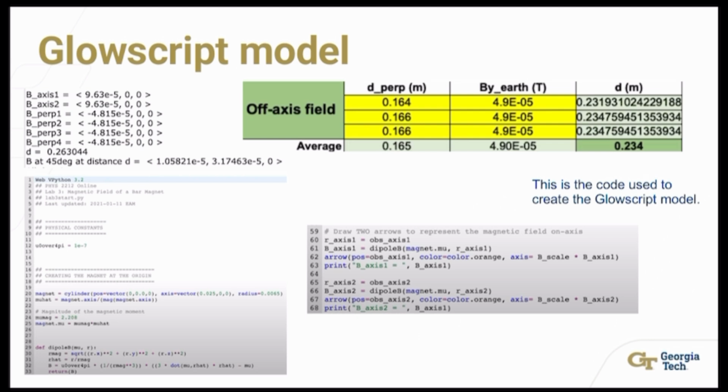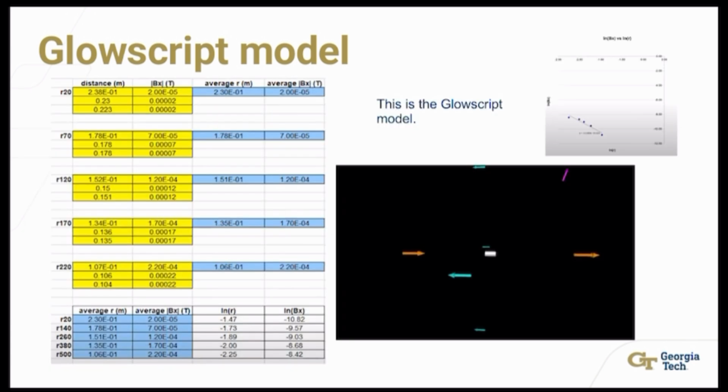I know this is rather blurry, but this is the code that I used for my model on GlowScript, and then we can also see half of the data that I put into the Excel sheet that was given for this lab. Here we can see the rest of the Excel sheets, the graph, and the resulting GlowScript model from the code on the previous slide.